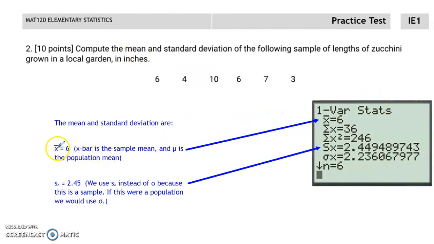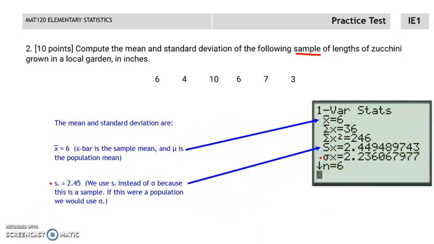In this case, we're asked for the mean. In this case, we're doing sample mean because, of course, it says sample of lengths of zucchini. So we're using x bar. Notice that it does not give us the population mean here because in general, x bar, the sample mean, should approximate the actual mean. However, it is important to note that we are using the sample standard deviation here. We're using s sub x instead of the sigma because this is a sample. If this were a population, we would use the parameter, which is sigma sub x or simply sigma.